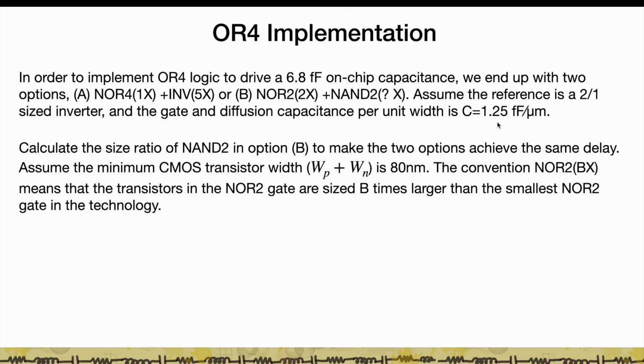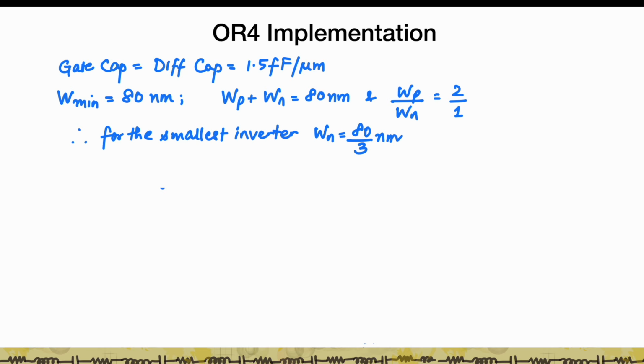Assume the size ratio of NAND2 is in option B to make the 2 options achieve the same delay. Assume the minimum CMOS transistor width is WP plus WN equal to 80 nanometers. The convention NOR2 BX means the transistors in the NOR2 gate are sized B times larger than the smallest NOR2 in the technology. Right? So let's look at this problem.